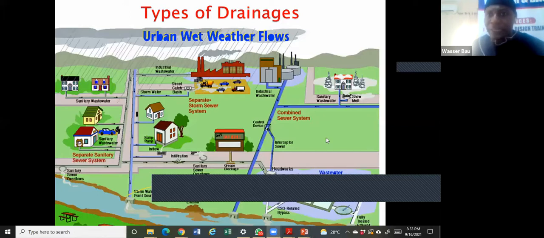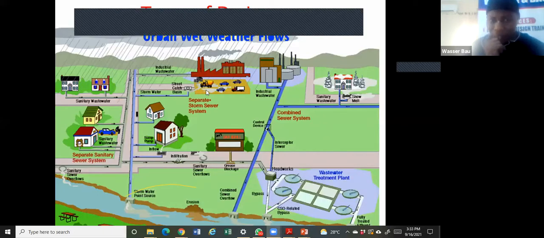Then for the separate system, still within the same catchment, the stormwater is coming from rooftops, from car parks, from industries, from gardens, and they all flow into the receiving water body. It has no business with wastewater treatment plants. It flows into the water body. Sometimes it has to be treated somewhere in between the line.